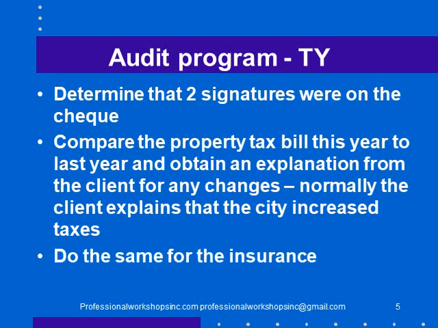This year we're going to add some procedures. I've noticed these in my auditing textbook, so we should add these as well, shouldn't we? Shouldn't we add these procedures? Determine that 2 signatures were on the check to authorize it. Compare the property tax bill this year to last year and obtain an explanation from the client for any changes. Normally the client says, well, the city increased taxes, and do the same for insurance. Well, the insurance company raised premiums.